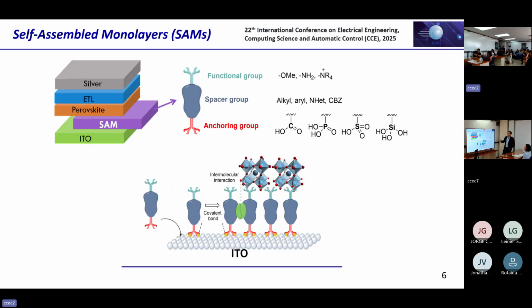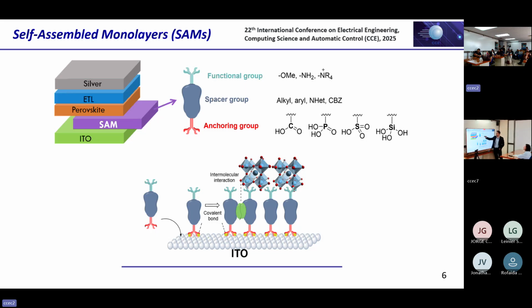And that's why around 5 years ago, maybe, I don't remember very well, they tried to use the self-assembled molecules, the SAMs. And here I'm going to explain what a SAM is. We can divide the SAM into 3 parts. The first part is the anchoring group of the molecule. This part is going to attach to the substrate. In the substrate, we have metal oxides, metals, or other kinds of semiconductors.